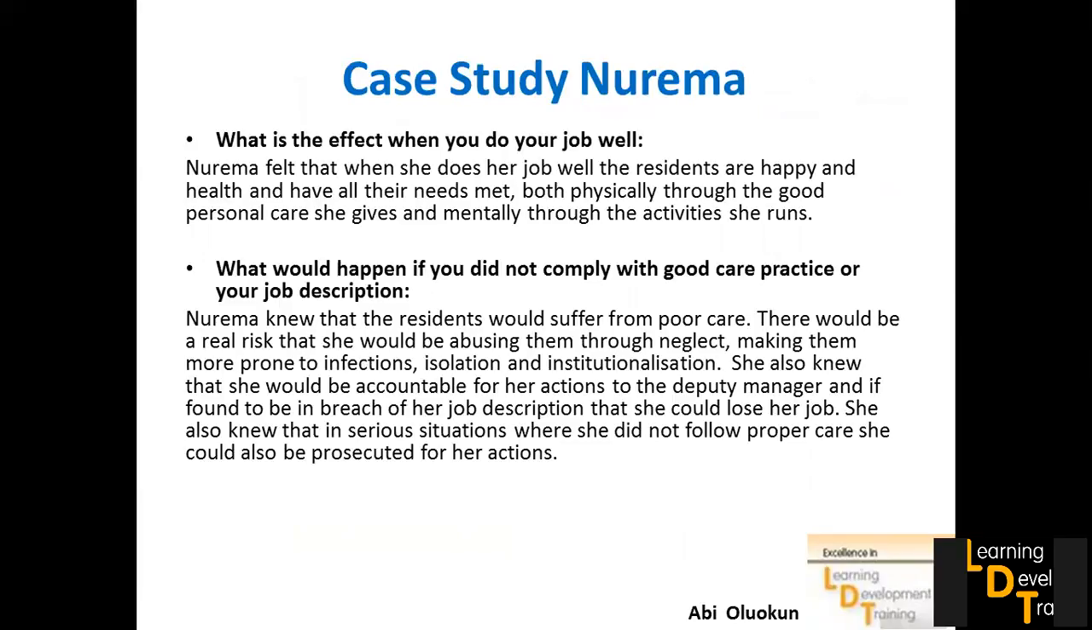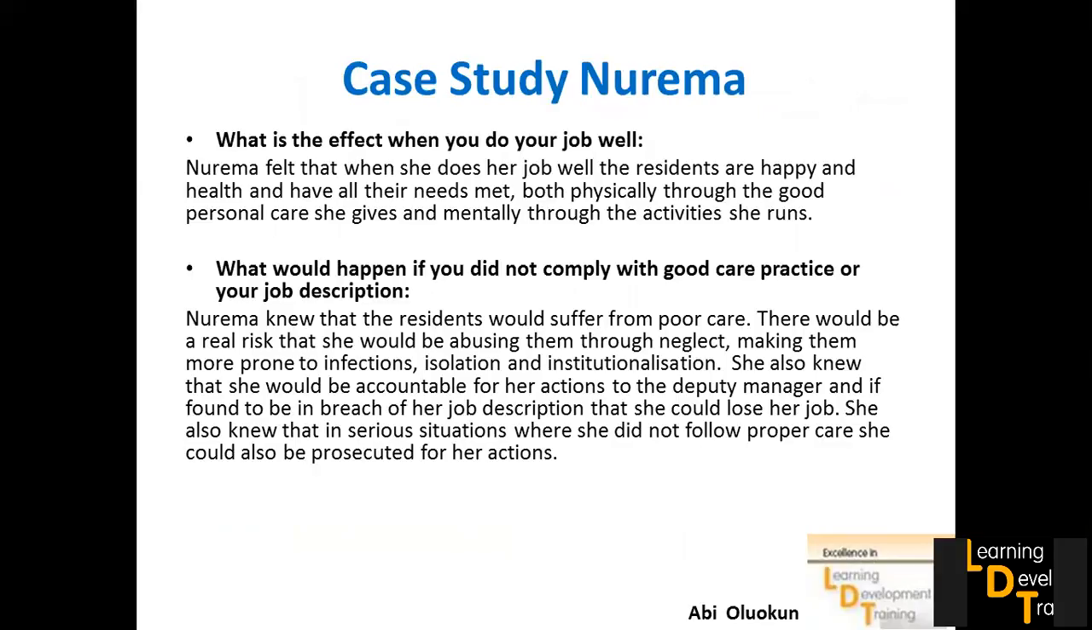So the effect when you do your job well. Numera felt that when she does her job well, the residents are happy and healthy. They're in good health and they all have their needs met, both physically through the good personal care she provides and mentally through the activities she runs. On the other hand, what will happen if you did not comply with good care practice or your job description? And this is Numera's answer.